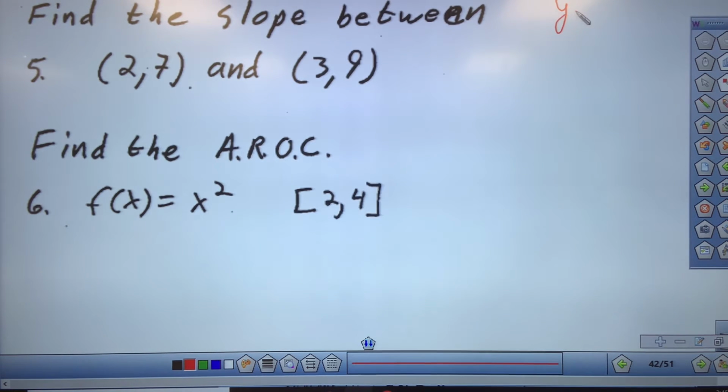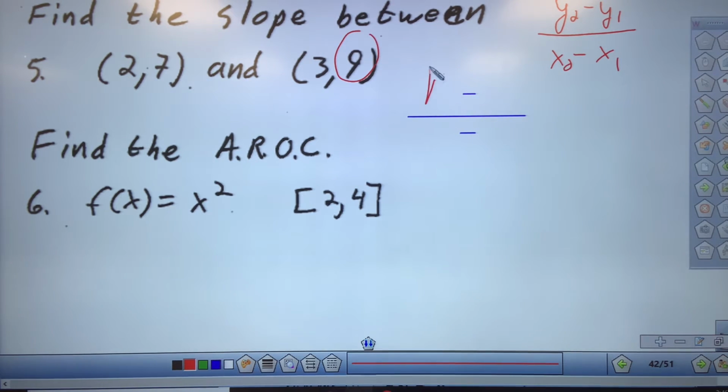Slope is y sub 2 minus y sub 1 over x sub 2 minus x sub 1. So I'm going to use the slope template. I'm going to set up a slope template here with a minus sign and a minus sign. And then y sub 2 is 9. Y sub 1 is 7. X sub 2 is 3. X sub 1 is 2. So 9 minus 7 is 2 over 1. So my slope is going to equal 2.